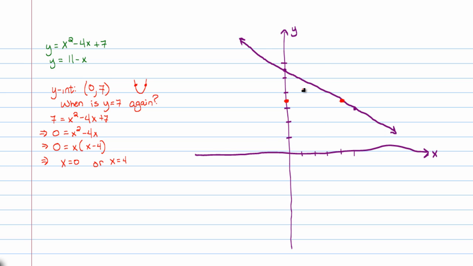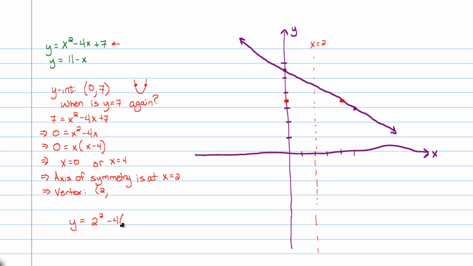Halfway in between those 2 points, in other words, at x equals 2, we'll have our axis of symmetry, which means the vertex is actually at x equals 2. And to find the y value for the vertex, we just plug x equals 2 into our quadratic equation. So that's y equals 2 squared minus 4 times 2 plus 7. That's 4 minus 8, which is a negative 4, plus 7 is a positive 3.